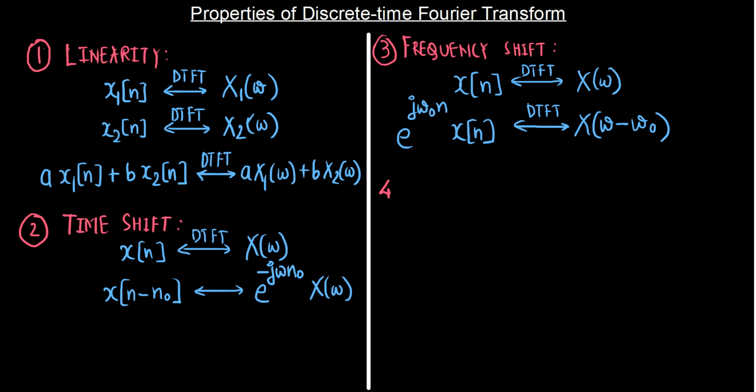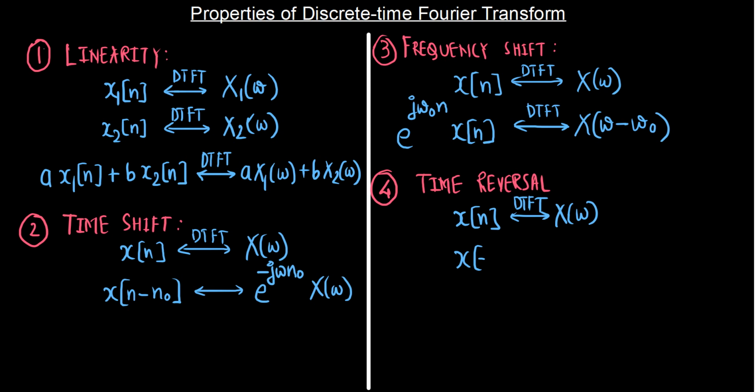Next property is the property of time reversal. The time reversal property says that if we have a signal whose discrete time Fourier transform is X of omega, then the time reversed version of the signal, x of minus n, is going to give you the discrete time Fourier transform X of minus omega. So reversal in time is going to give you reversal in frequency.